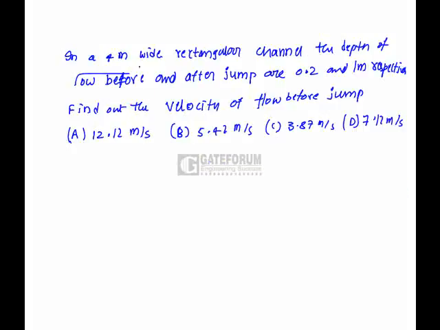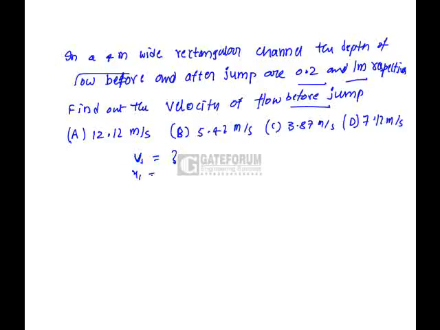In this question, in a 4-meter wide rectangular channel, the depths of flow before and after the jump were given as 0.2 and 1 meter respectively. Find out the velocity of flow before the jump. We have to find out the velocity of flow before the jump. Let me take it as V1.